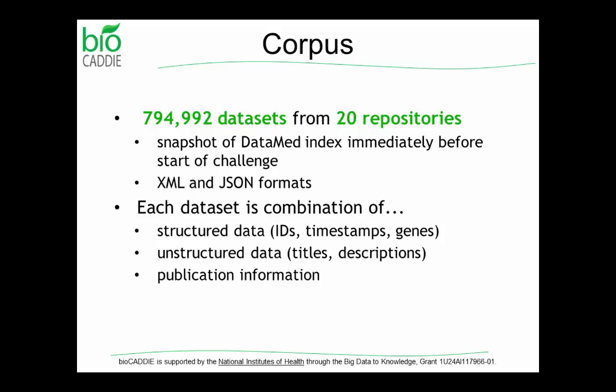And I generally think of each data set as consisting of some structured data, so IDs and timestamps and some data set specific structured data, as well as some unstructured data, which is probably more analogous to what we're used to in information retrieval. And then I would separate publication information, which you could view as either structured or unstructured, but it's a separate way of providing some information, which some participants could go out and retrieve those publications and use as further information.